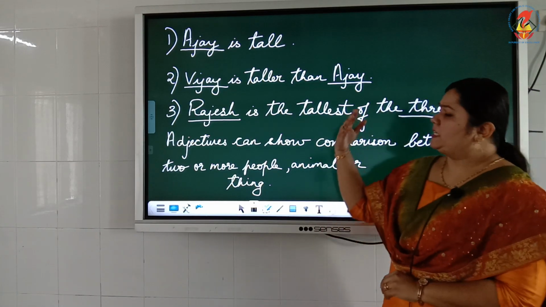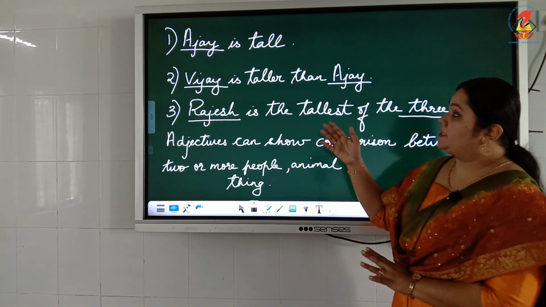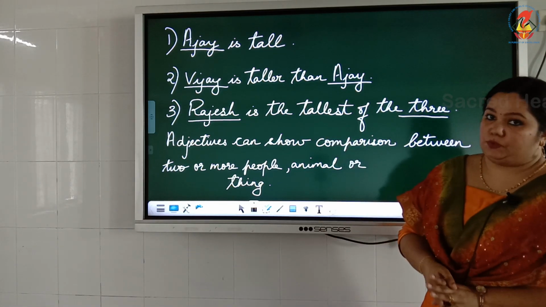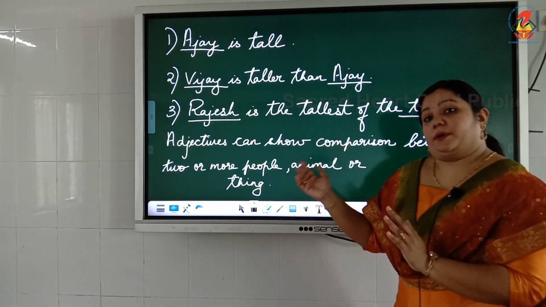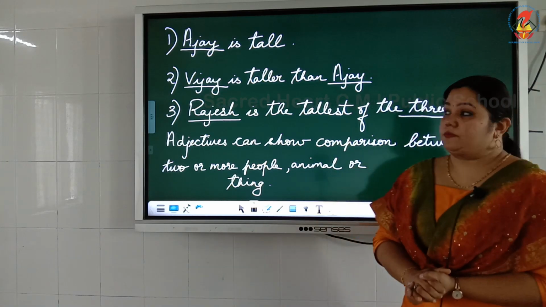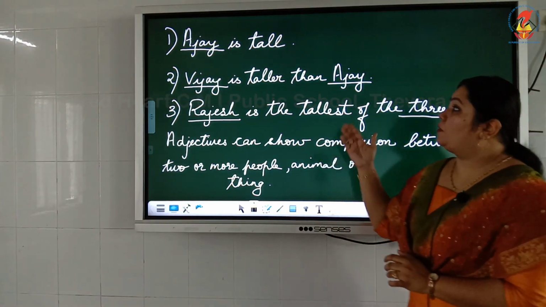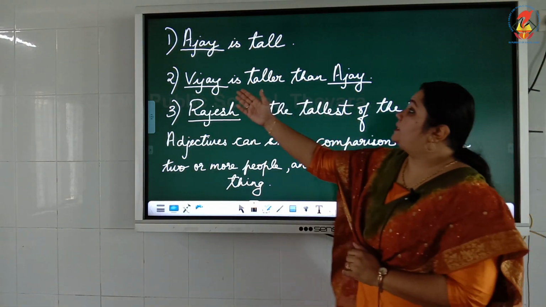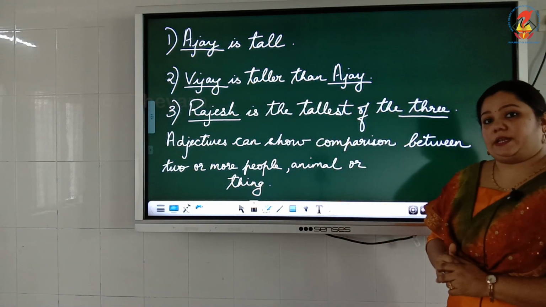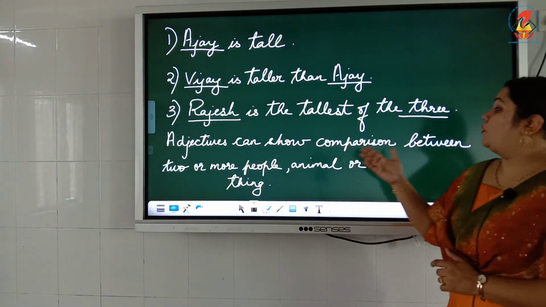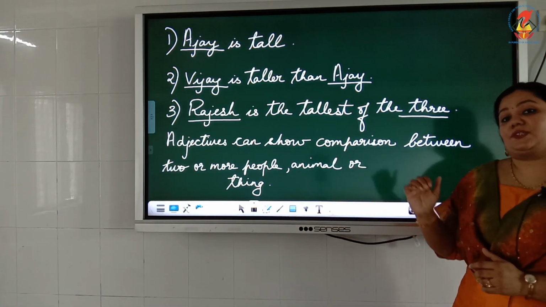Okay. So in the first sentence, we are just talking about Ajay. In the second sentence, we are talking about two boys, Vijay and Ajay. And in the third sentence, we are saying that among the three, Rajesh is the tallest. So when you are dealing with adjectives, adjectives can also show comparison. We are comparing two boys over here and we are saying Vijay is taller than Ajay, right? So adjectives can show comparison between two or more people, animals or things.